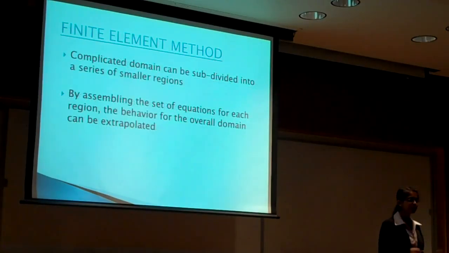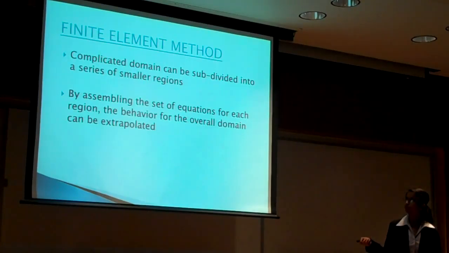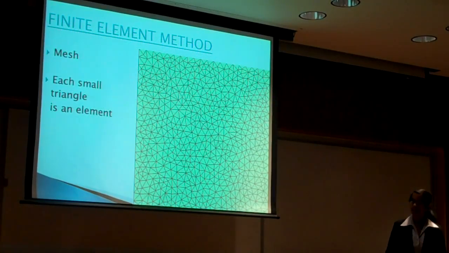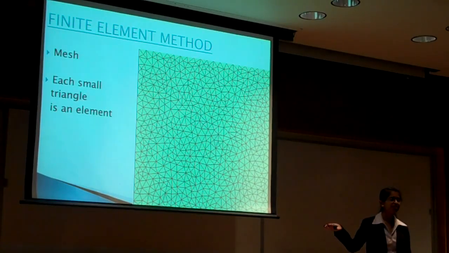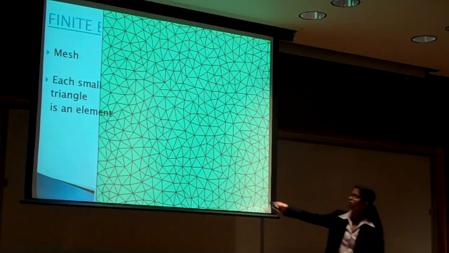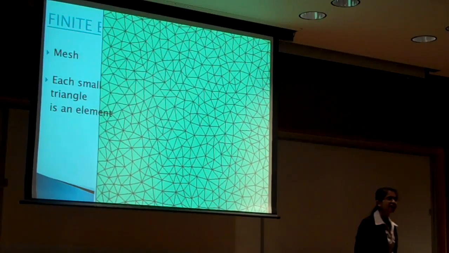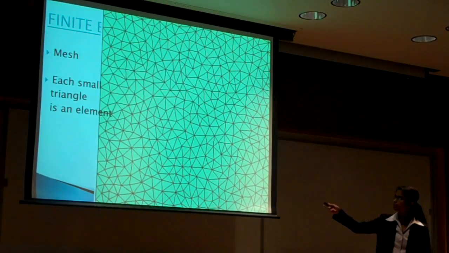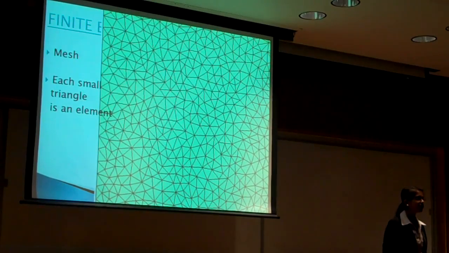On a conceptual level, the finite element method takes a complicated domain and subdivides it into a series of smaller regions or elements. By assembling the set of equations for each region or element, the behavior for the overall domain can be extrapolated. On the right here, you can see a picture of a mesh that was used. Each small triangle is an element, and by finding the value for each node, or each corner of the triangles, the overall behavior was extrapolated.